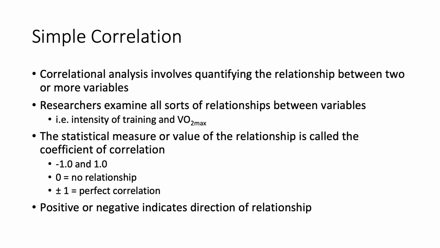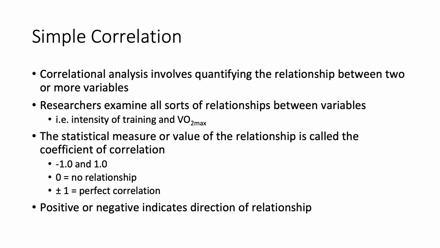Correlational analysis in its most basic form involves quantifying the relationship between two variables. Researchers will look and examine all sorts of relationships between different variables. For example, you can look at the relationship between intensity of training and VO2 max, which is the maximum amount of oxygen an individual can consume. To determine the value of that relationship, we use a statistical measure which is called the coefficient of correlation, which is a number between -1 and +1, with 0 indicating no relationship, and a plus or minus 1 indicating a perfect correlation.